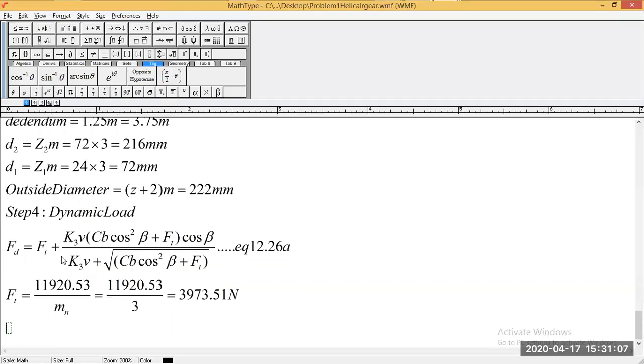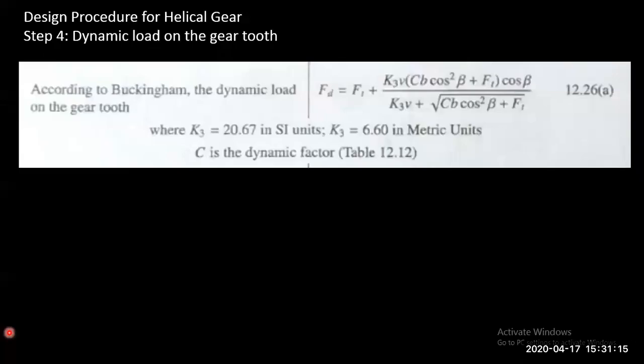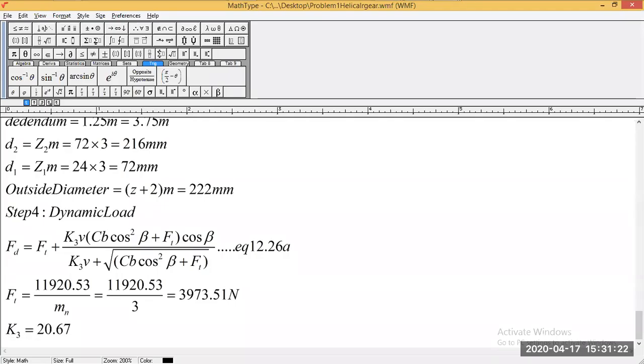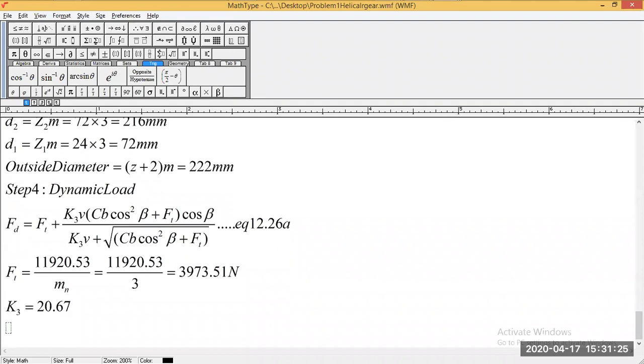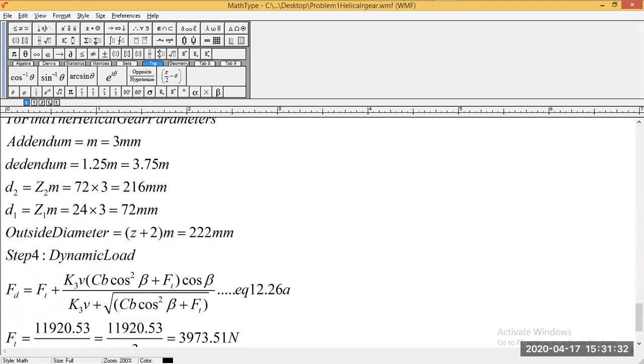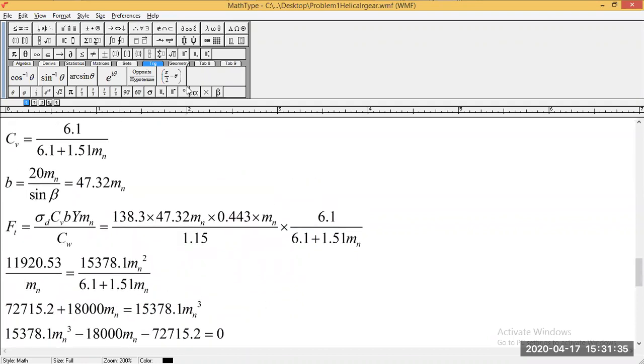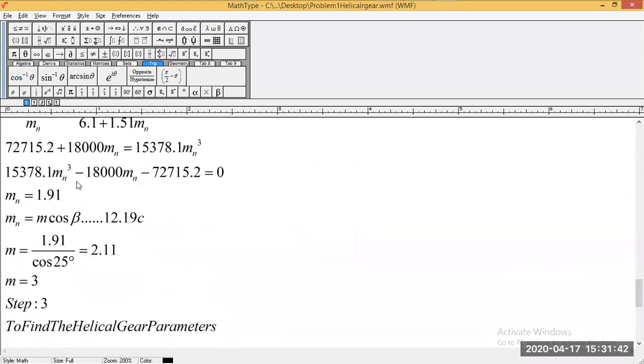K3 I think is already given just below the equation itself. K3, check it out in the PPT. As this is 20.67. Then C is error. We'll cover C later. Let's find B first. So B is this value. Let's put it here. So once you find the module, just update it.